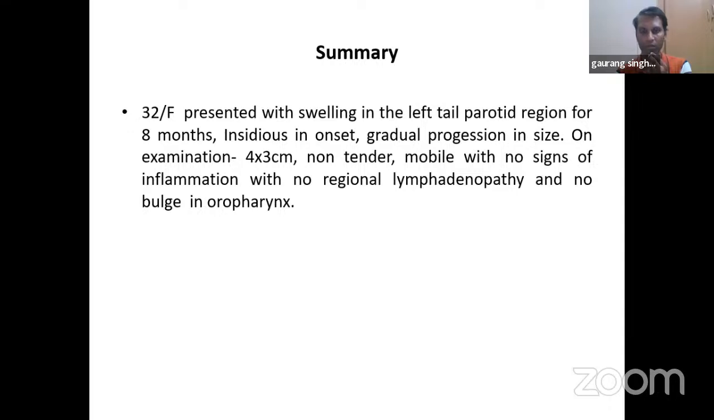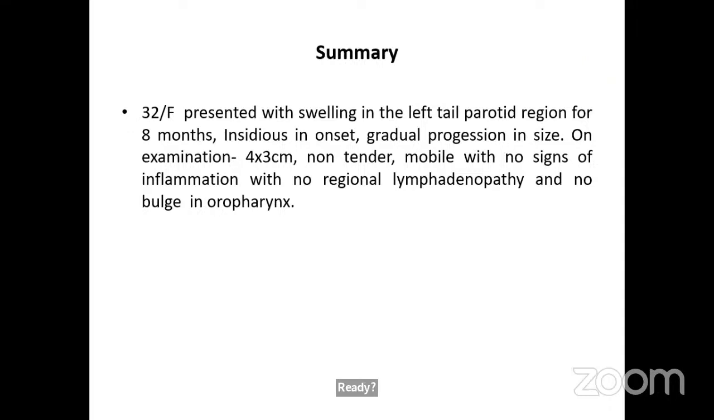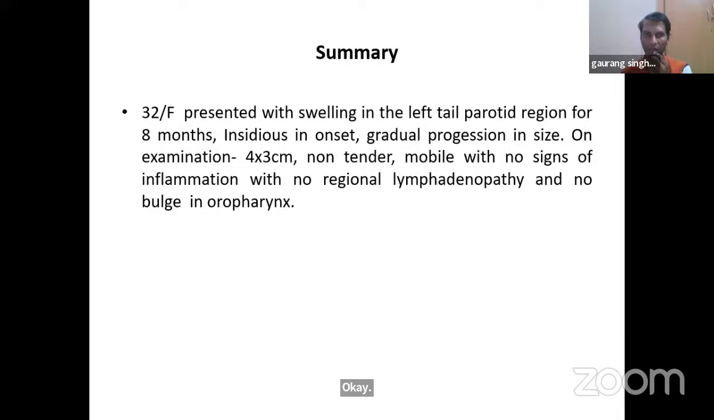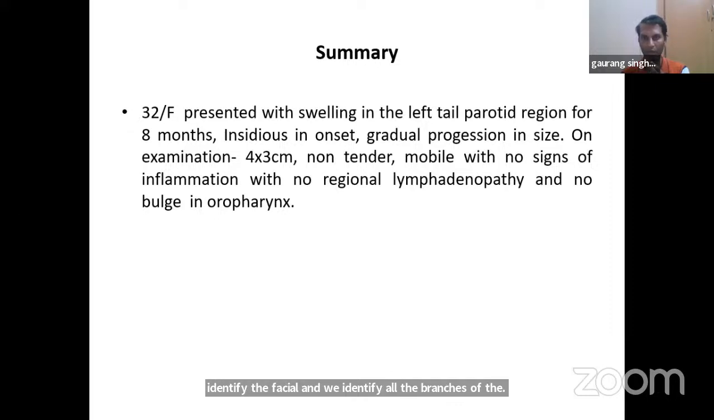What are the various types of parotidectomy? Adequate parotidectomy, superficial parotidectomy, total conservative or total radical parotidectomy, extended radical parotidectomy. Yes, ma'am, there is a classification. Adequate parotidectomy is where we don't identify the facial nerve trunk, but we take a cuff of the parotid tissue around it. That is the adequate one. Coming to superficial parotidectomy, we identify the facial nerve trunk, and we identify all the branches of the facial nerve, and only the superficial part of the parotid above the plane of the nerve is removed.